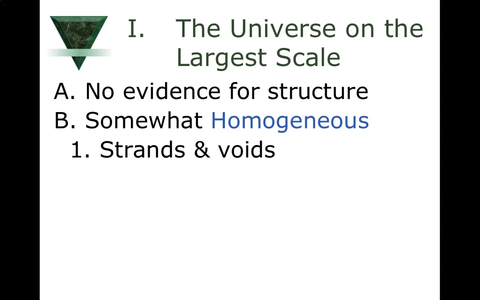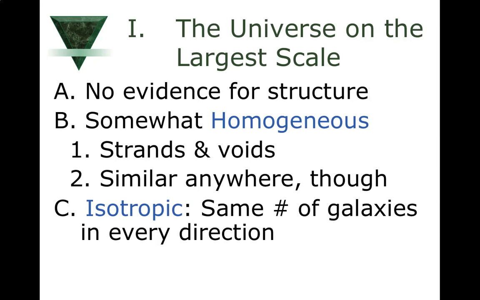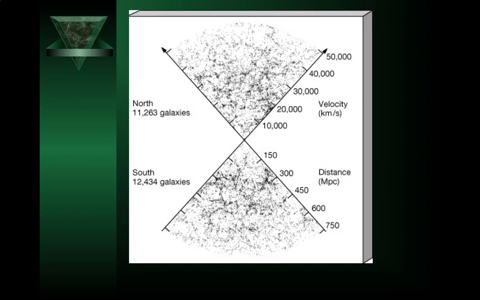And so on the biggest scale, we said that it really begins to look like a cobweb where you have strands of galaxy clusters and immense voids in between. We call this isotropic, when you have the same number of galaxies in any direction that you look. And that has a hugely profound consequence that we'll talk about in the next section when we get to Hubble's law. The fact that the universe looks the same in every direction gives us a clue to the nature of the universe itself. First, let's look at what this looks like.